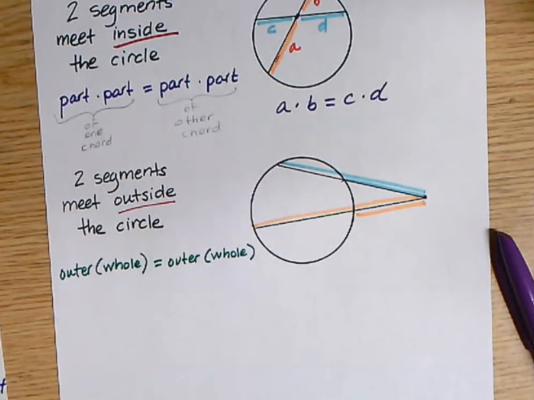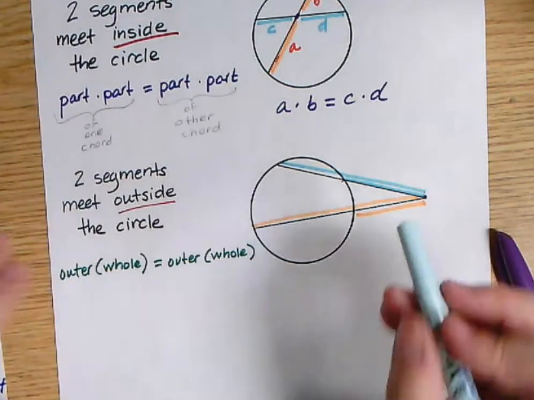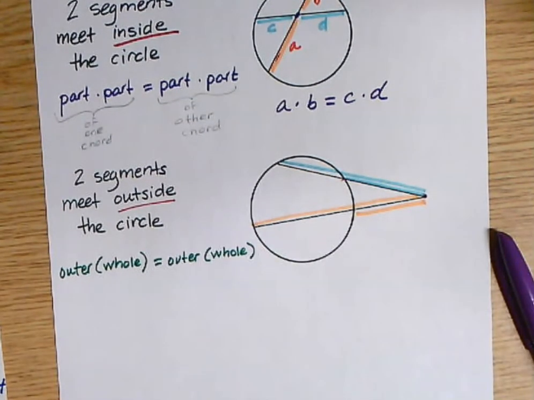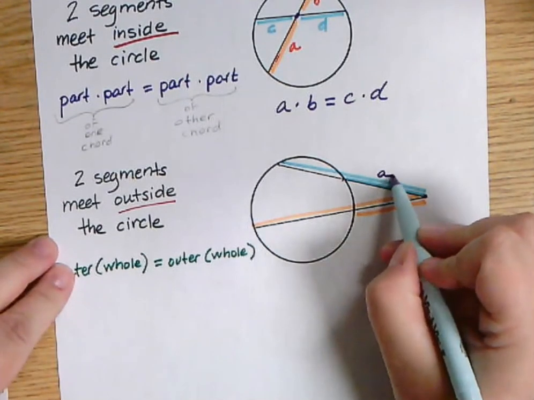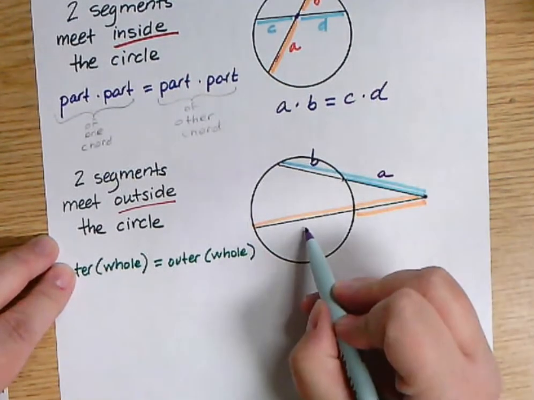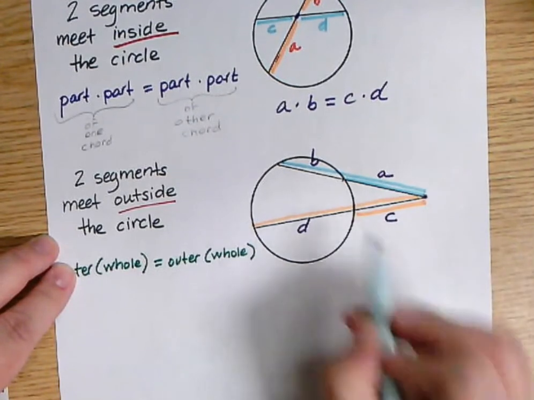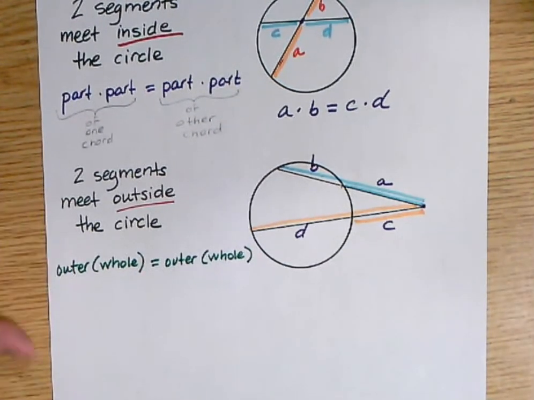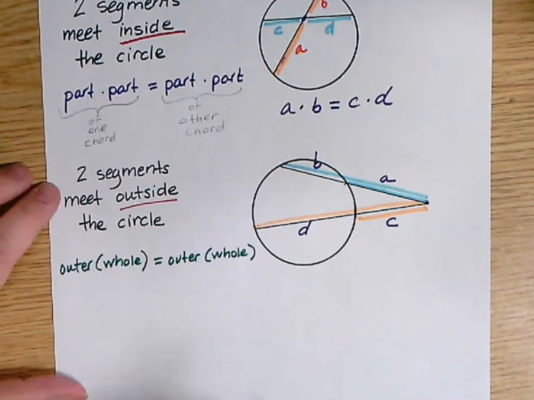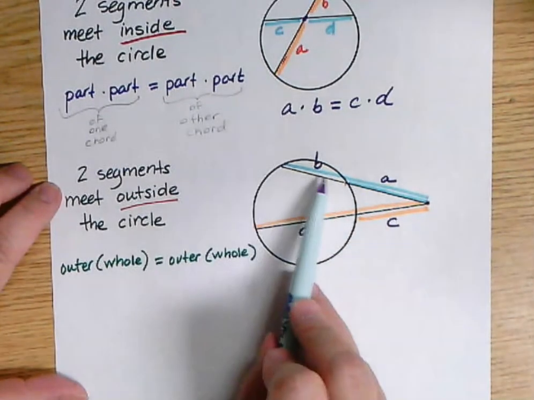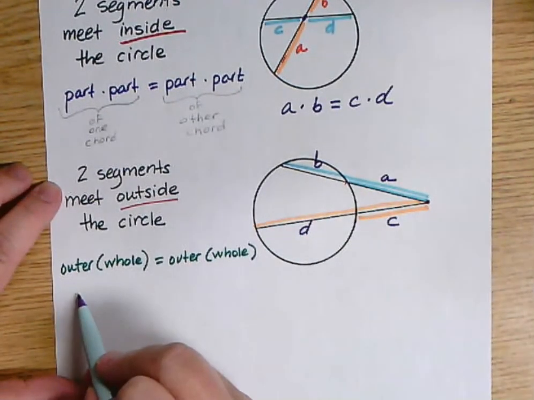So let's go ahead and give this some letters and talk about it that way. Let's say that this segment, I'm going to use purple. Let's say that this little segment here is A, and this is B, and this is C, and this is D. And those are the lengths. Okay? Now, the outer part, let's start with the blue one. The outer part of that blue segment is the part that's labeled A.